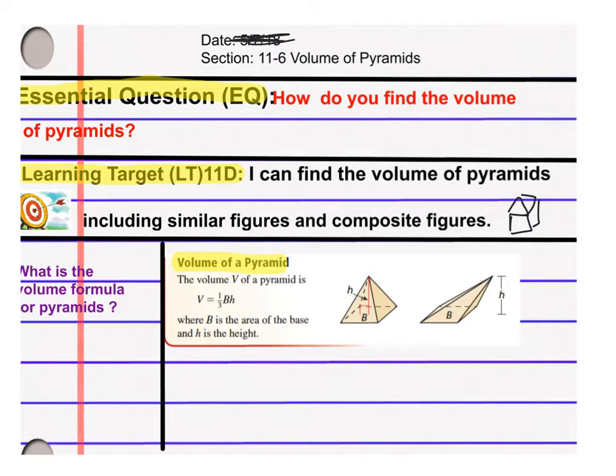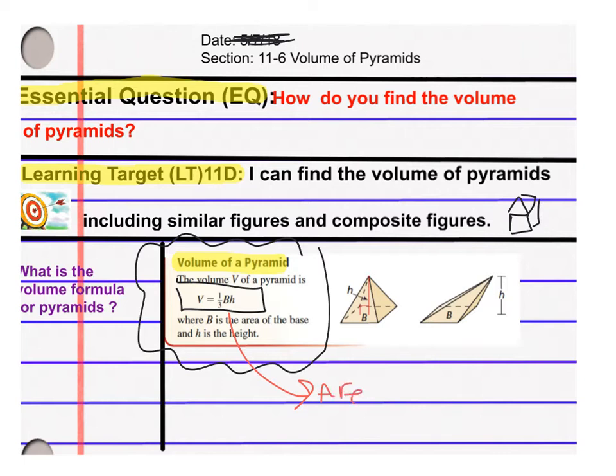So what is the volume formula for a pyramid? Make sure you get your volume formula. Your formula is 1/3 base times height, 1/3 base times height. And just like we learned in section 11.6, B stands for the area of the base. So this is pretty similar to a prism or a cylinder.